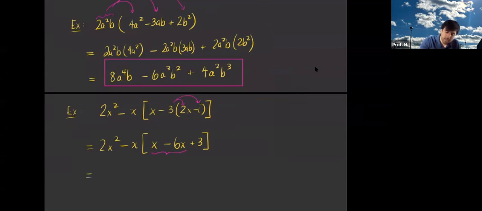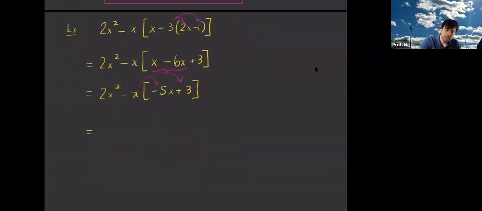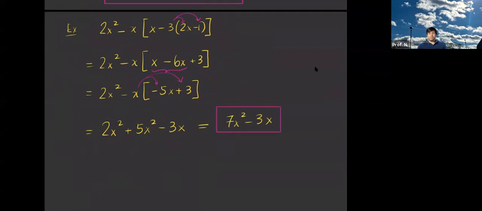And so then I get 2x squared minus x, parentheses, negative 5x plus 3. And then what happens? Distribute that negative x that's on the outside. And I get 2x squared plus 5x squared minus 3x. And that equals 7x squared minus 3x. Done.